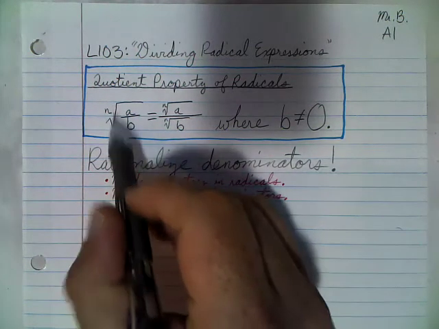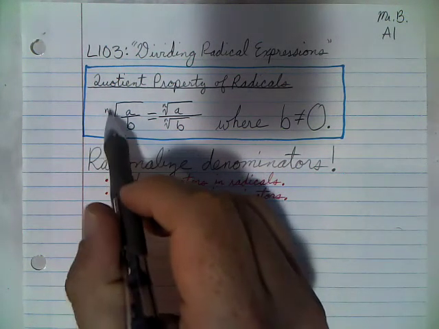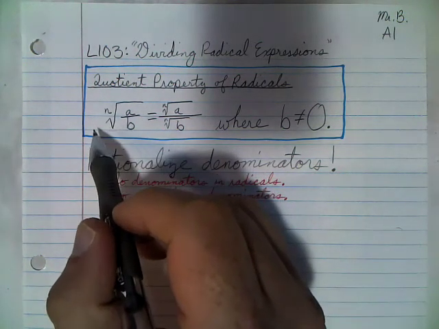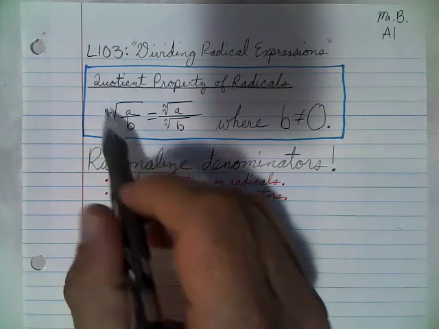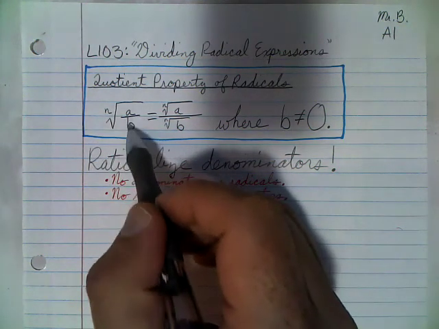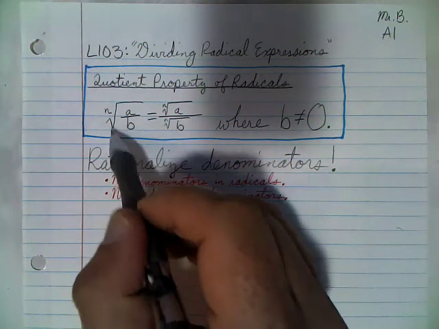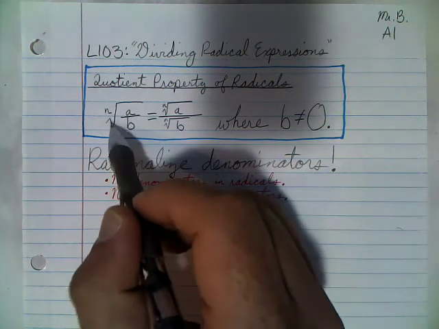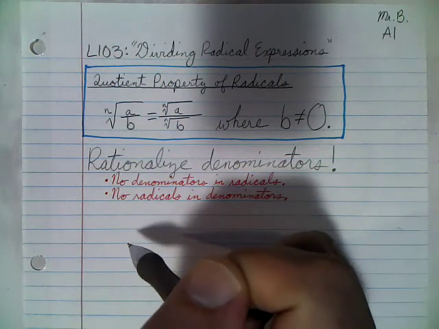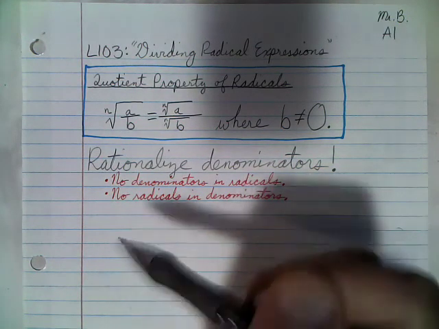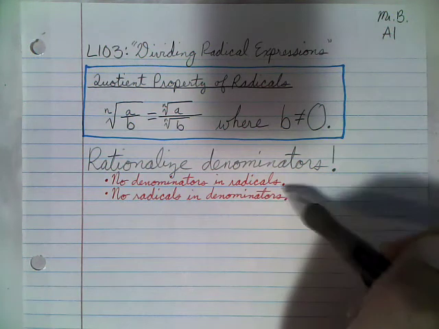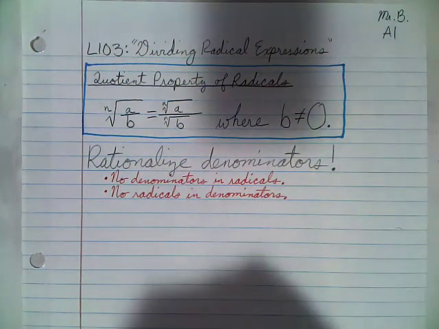So if we have a radical where it has an index, it does not have to be a square root though, so it could be any root, and we have a division problem inside, so we have a fraction. Basically, the root or the radical will distribute to both the numerator and the denominator. Now, of course, we cannot have 0 in denominators, so b can't be 0.